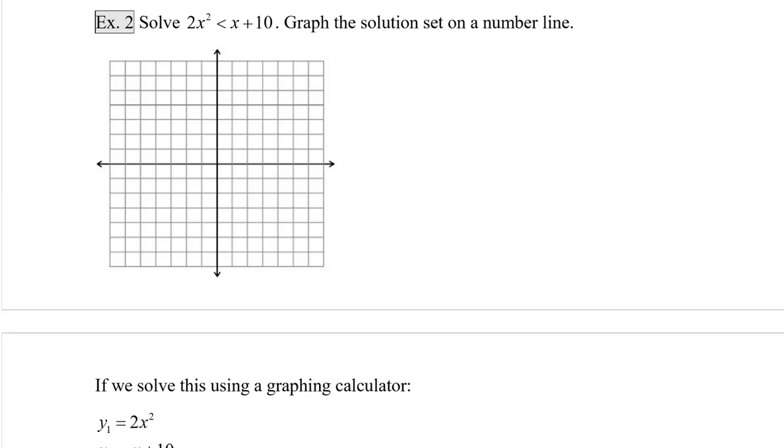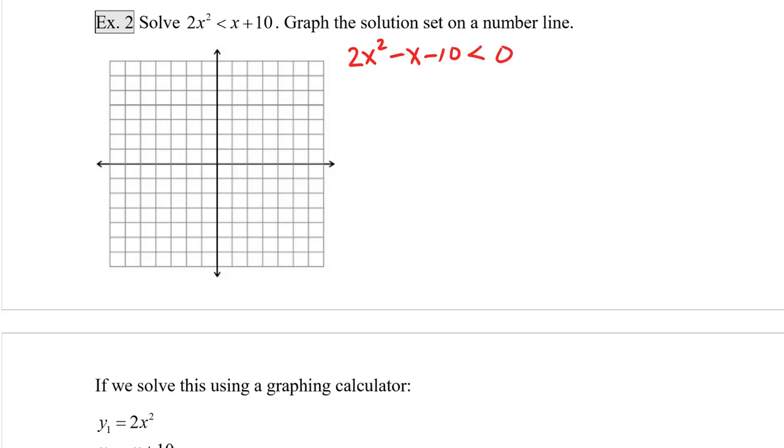Here we want to solve 2x squared is less than x plus 10, and then graph the solution set on a number line. Okay, in order for us to do this, the first thing we have to do is make sure that one side of this is equal to 0. So I'm going to move the x plus 10 to the left, and I'm going to rewrite this as 2x squared minus x minus 10 has to be less than 0.